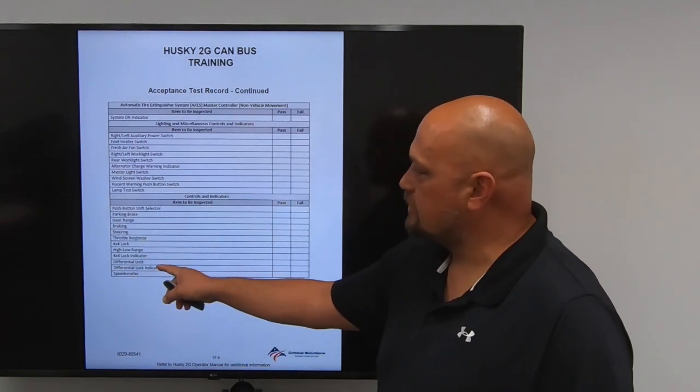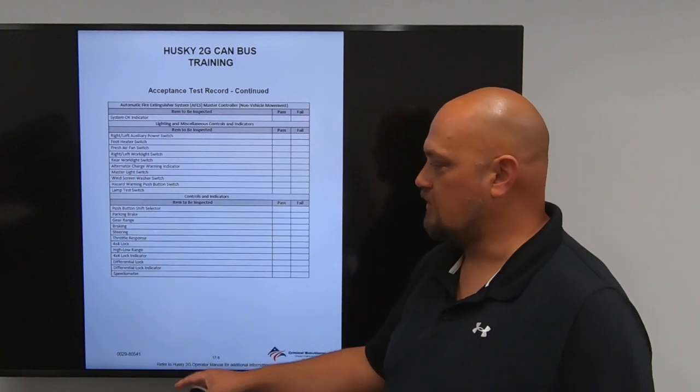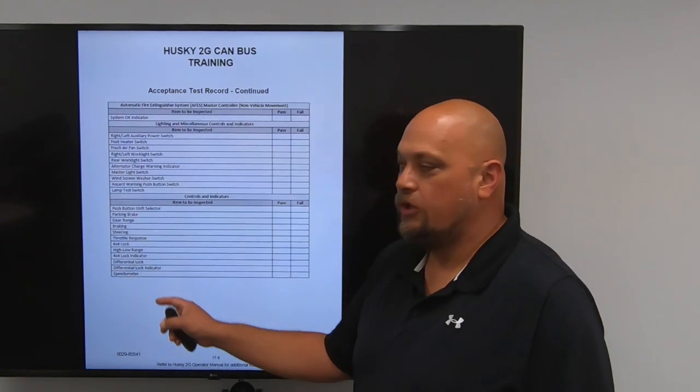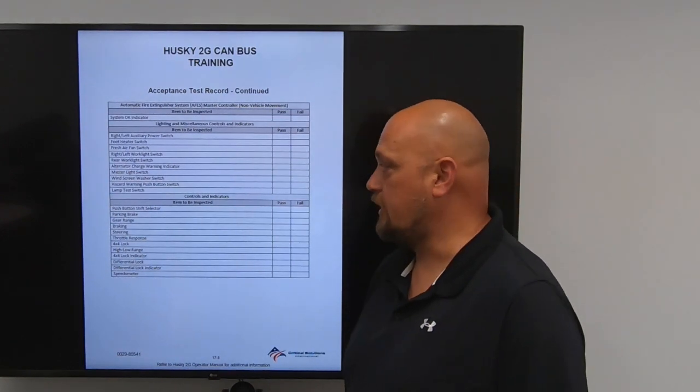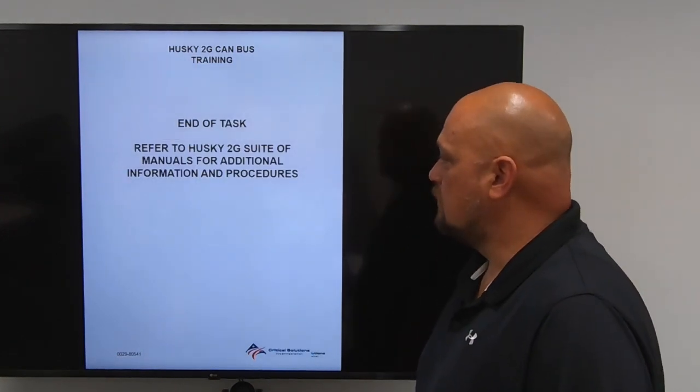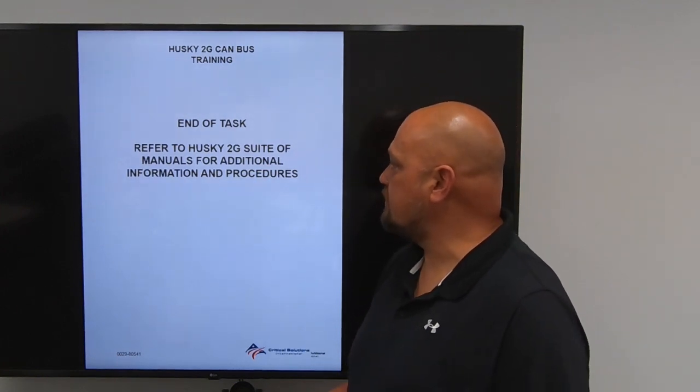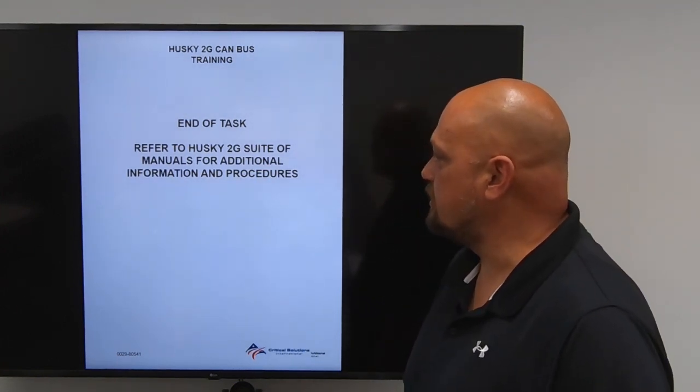At this point, this will be a driving test of the vehicle to verify your speedometer is working, your differential lockers, your high-low range on your transfer case. Once that's complete, that is the end of task. Refer to the Husky 2G suite of manuals for additional information and procedures.